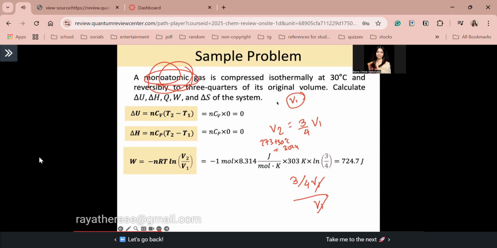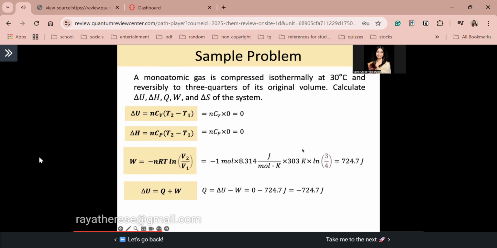Okay? So parang lang rin siyang in-apply sa ating thermodynamic problems. So ln 3/4, that's equal to 724.7 joules. Next, let's solve for Q. We know that delta U is equal to Q plus W. So Q is equal to delta U minus W, and we know that delta U is equal to 0. So 0 minus 724.7 joules. So Q is equal to negative 724.7 joules.